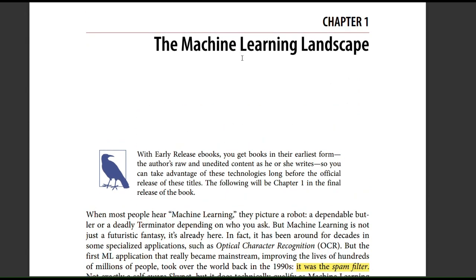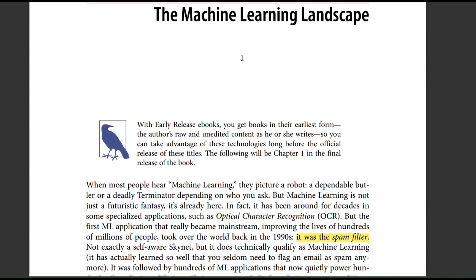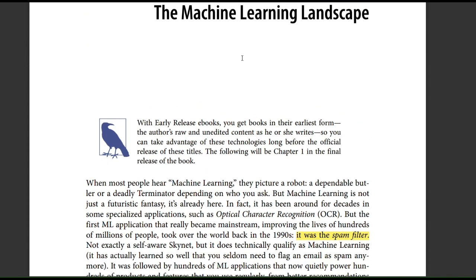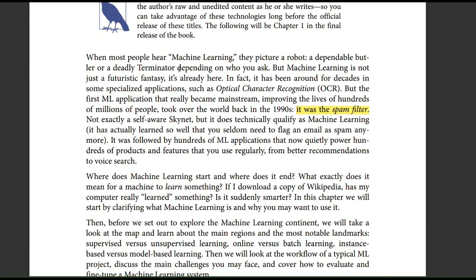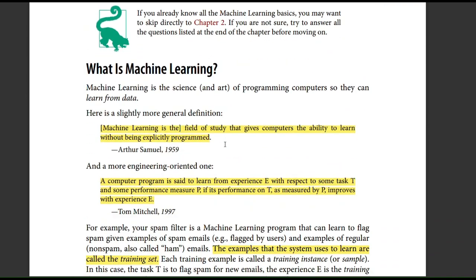So this chapter basically talks about the basic machine learning landscape and what is machine learning, how it does what it does, and what can be achieved with the help of that. So first of all, machine learning. Let's move on to what is machine learning.